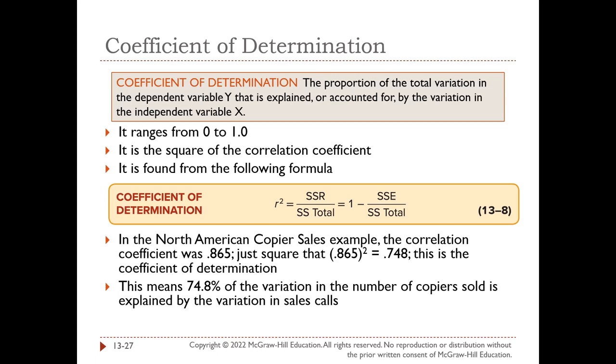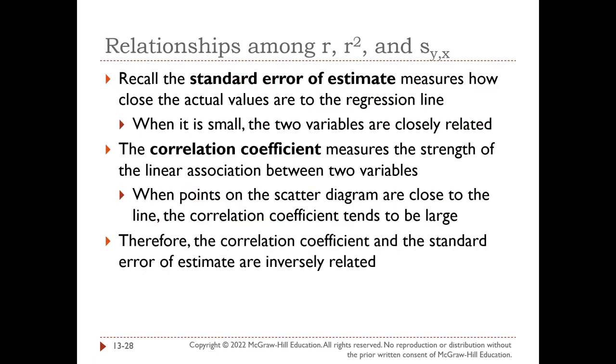But this basically means that 74.8% of the variation in the number of copiers sold is explained by the variation in sales calls. So, a pretty high percentage can be explained right there just by sales calls. Again, very strong.